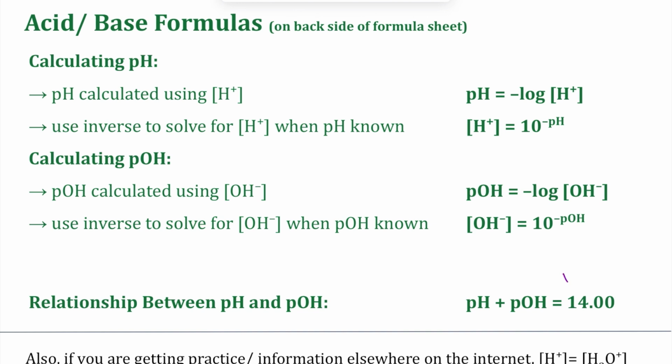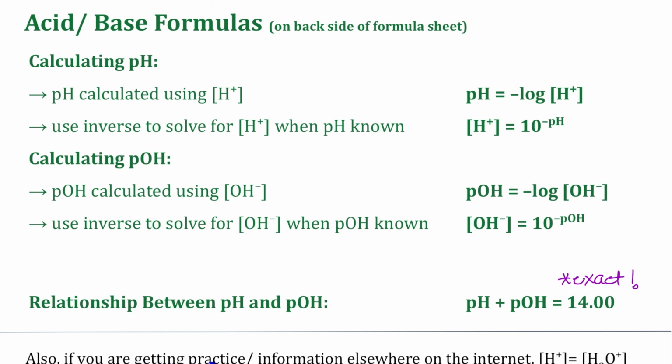And 14 is an exact number. I've got 2 decimal places on this, but depending on how many sig figs you need, that 14 is exact. And so you just use however many decimals your other values in the problem are giving you. So these are provided on the formula sheet.